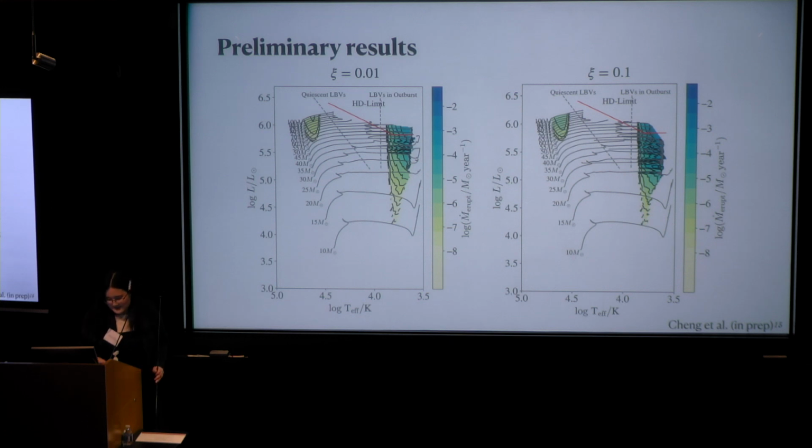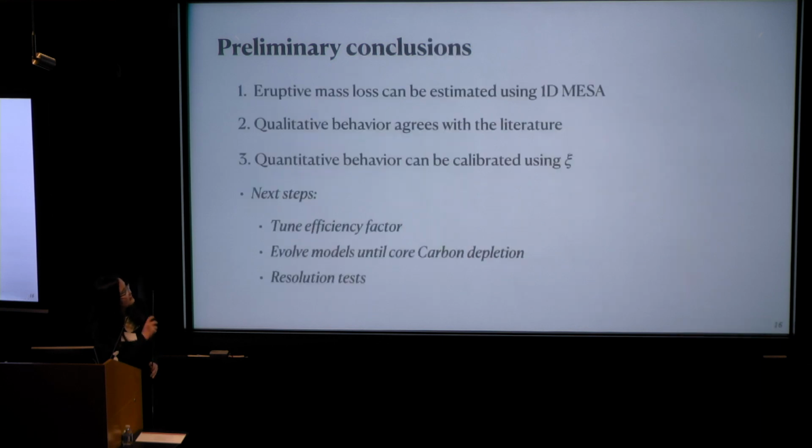So in the end, what we can say is that, firstly, eruptive mass loss can be estimated using 1D MESA. And secondly, qualitative behavior agrees with the literature. So this is what I mean by agree: I'm getting a lack of red supergiants, right? And quantitatively, we can calibrate our results using that squiggly xi symbol.